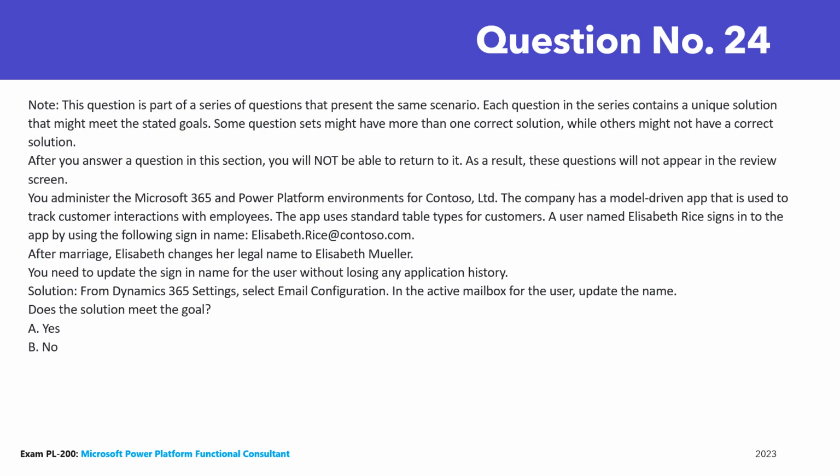You administer the Microsoft 365 and Power Platform environments for Contoso, Limited. The company has a model-driven app that is used to track customer interactions with employees. The app uses standard table types for customers. A user named Elizabeth Rice signs into the app by using the following sign-in name, elizabeth.rice@contoso.com. After marriage, Elizabeth changes her legal name to Elizabeth Mueller. You need to update the sign-in name for the user without losing any application history.